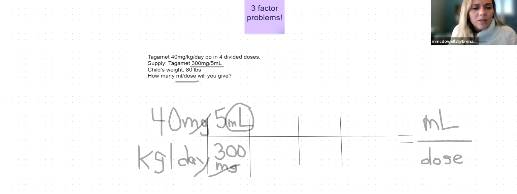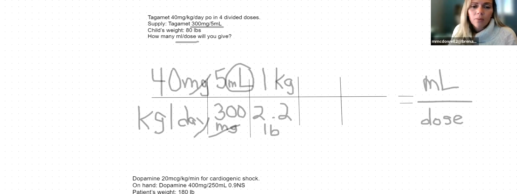Now we still have kilograms and we still have day, so we're going to have to get rid of that. Now if you look up, you have a weight in pounds, not kilograms. So remember, if you're overweight, sometimes people like to tell you their weight in kilograms over pounds because it's smaller, right? That's how I remember that. You can see that I put kilograms up top for the purpose of eliminating it, and pounds will be below, okay? Now I have pounds, and we're going to put in the child's weight, which was 80 pounds. Okay, now I can eliminate those two.